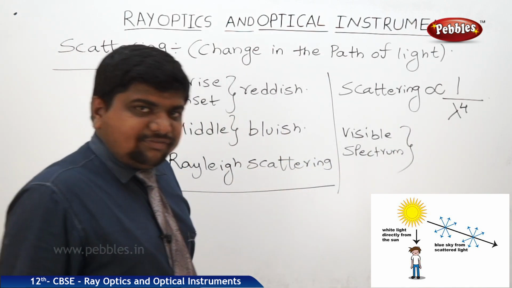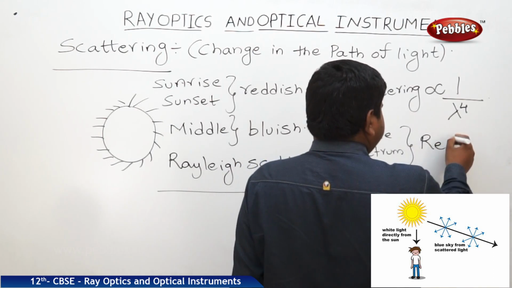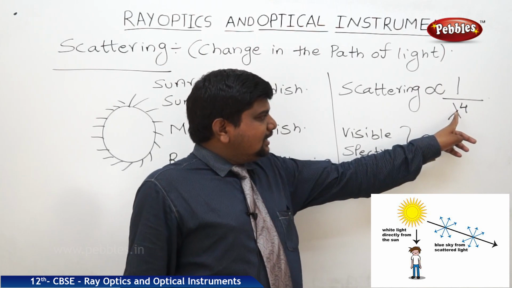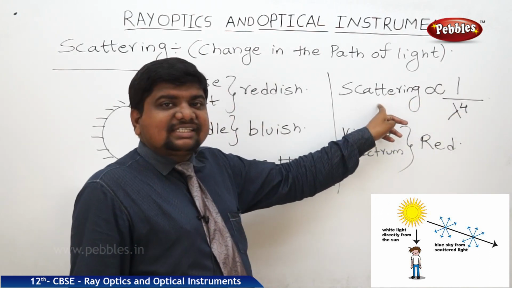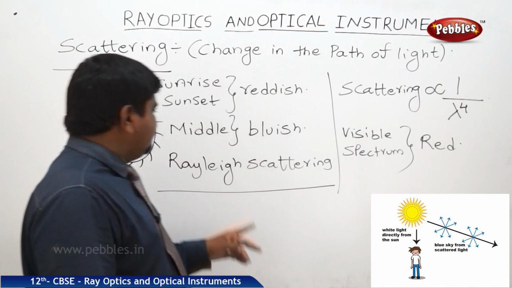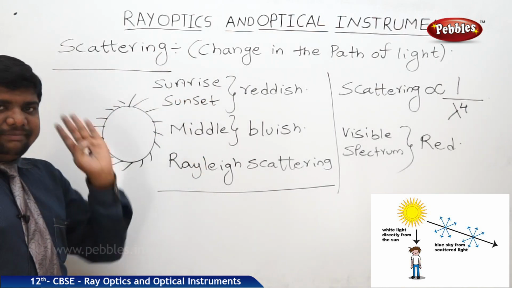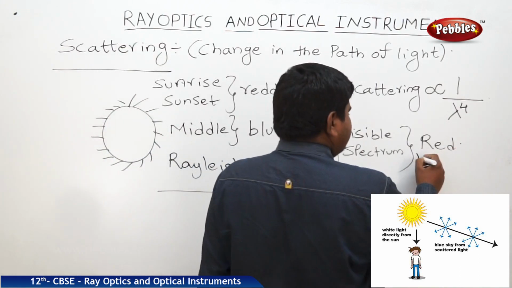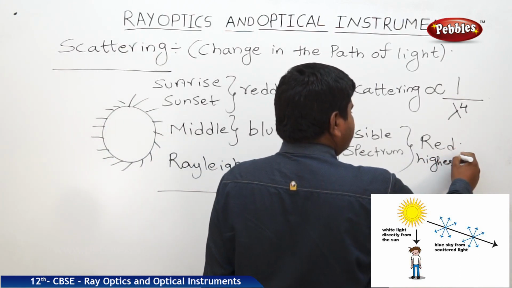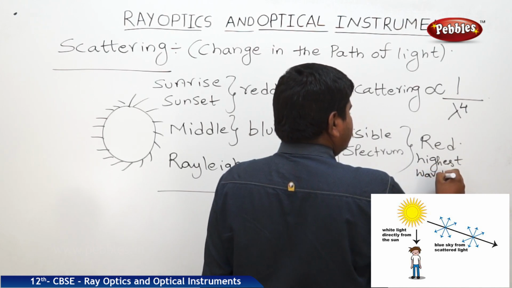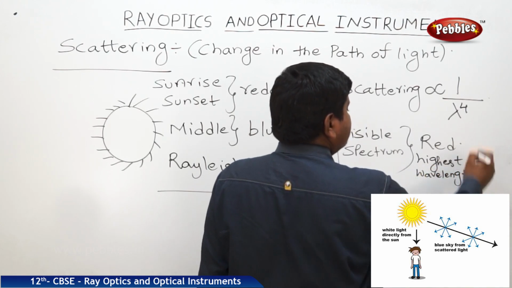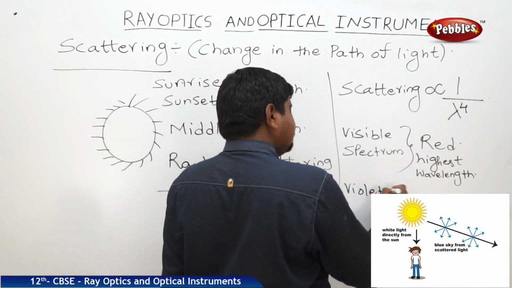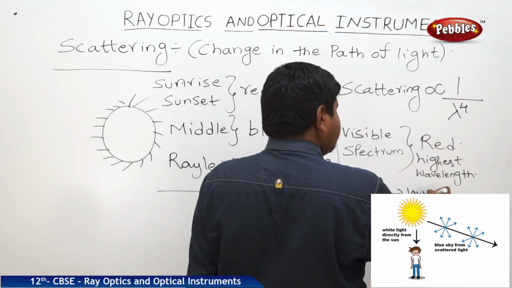the highest wavelength is for red. Red color has the highest wavelength, that's why red color has the lowest scattering. So that's why it is visible at sunrise and sunset time. So which is the lowest wavelength? Red is the highest wavelength, so the lowest wavelength is violet, the least wavelength.